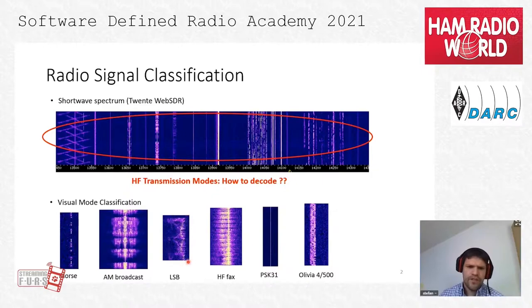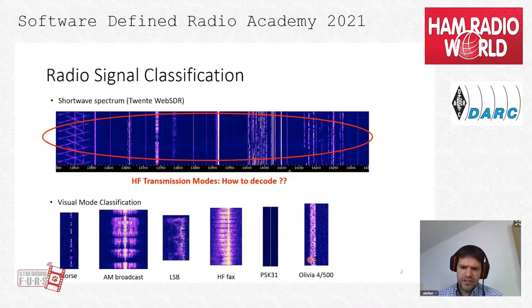The third one is already a little bit harder. This is typical for an SSB audio transmission, especially here in the lower sideband. This signal here is an HF fax signal. You can see it from a very strong signal here, which is not perfectly centered in the band. Now it gets really hard. Look at this signal. It's very narrowband, and you can't actually really determine what it is. It's PSK31, but it could be anything else like a pure carrier or another transmission mode that has a very narrow bandwidth.